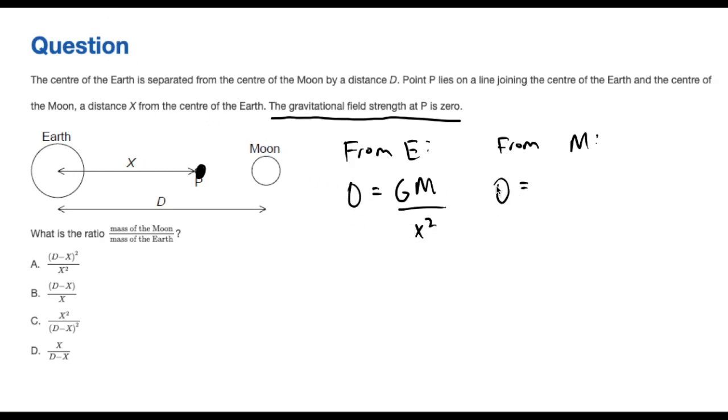0 is equal to, from the moon, the gravitational constant G times the mass of the moon, we can call that variable m_m, over, and what's the radius from the center of the moon? Well, we know that the total distance is d and the distance from earth to the point P is x, so this distance right there must be d minus x. So we can say this is d minus x whole squared.